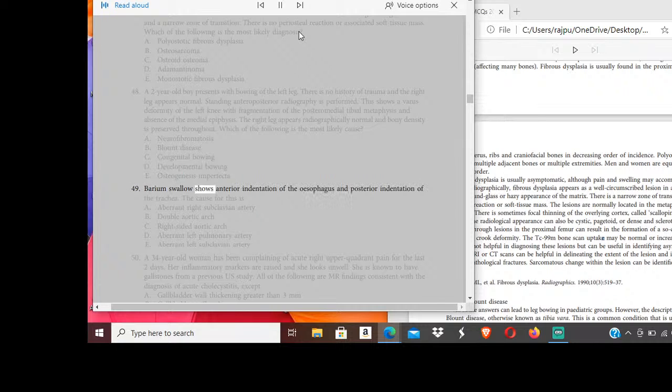49. Barium swallow shows anterior indentation of the esophagus and posterior indentation of the trachea. The cause for this is A. Aberrant right subclavian artery. B. Double aortic arch. C. Right-sided aortic arch. D. Aberrant left pulmonary artery. E. Aberrant left subclavian artery.